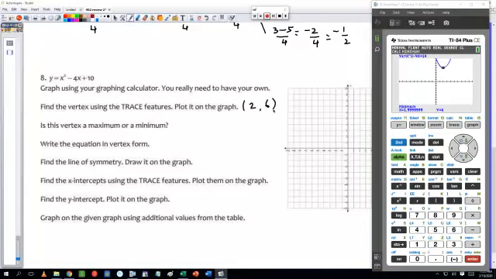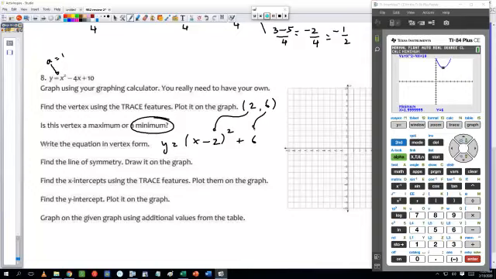Is this a maximum or a minimum? This is a minimum. Write the equation in vertex form. Since your a value is this 1, your vertex form will go y is equal to that 1, parentheses, x minus 2 squared. Remember, this first number is always the opposite, plus 6, this number here exactly.